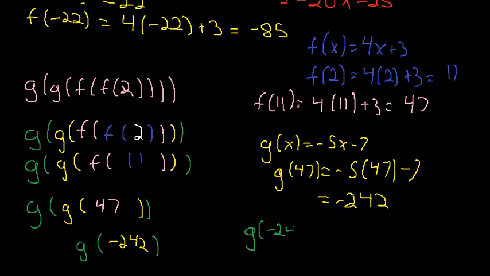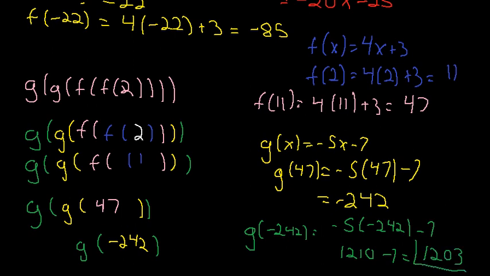G of negative 242 is going to equal negative 5 times negative 242 minus 7, which is 1,210 minus 7 equals 1,203. And that's our answer. So you can see with these functions, you just start from the inside and go progressively outside until you get to the end and you've performed all the functions. And that's how you do that.